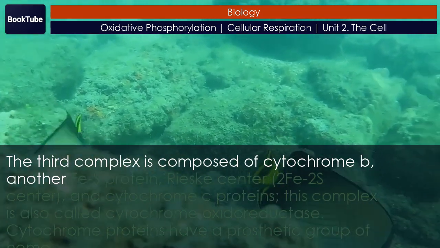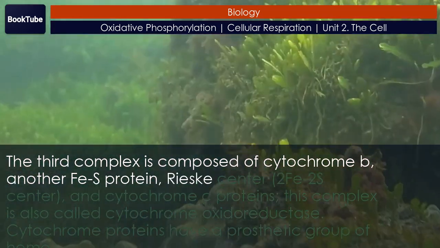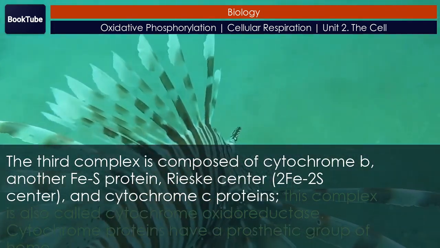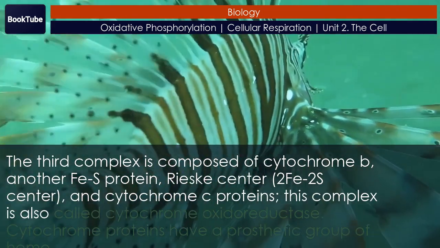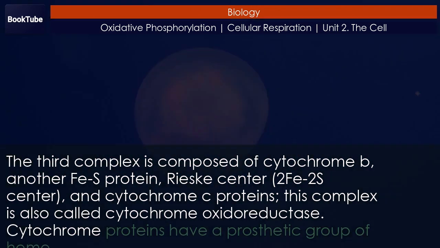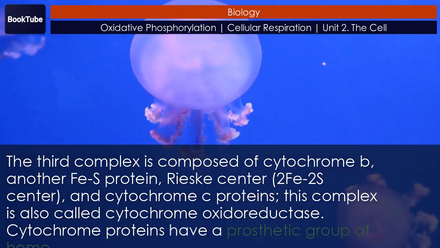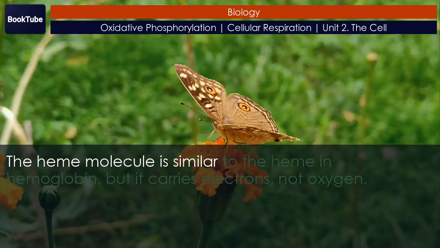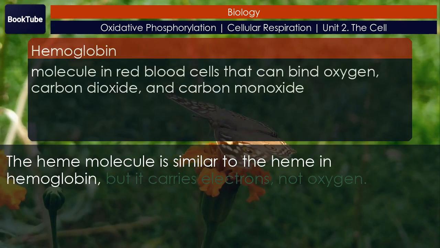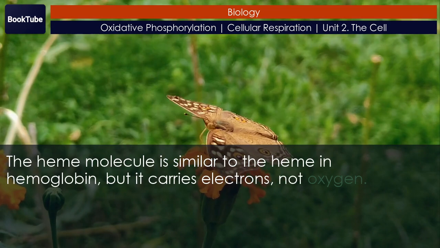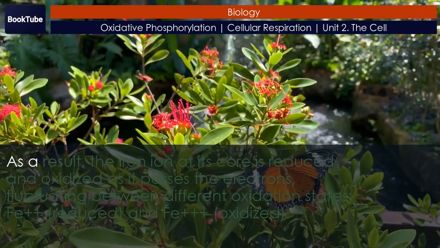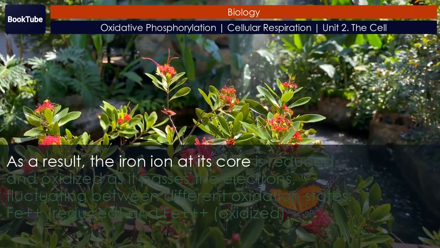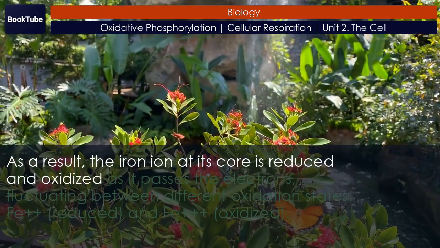The third complex is composed of cytochrome b, another Fe-S protein, Rieske center, 2Fe-2S center, and cytochrome c proteins. This complex is also called cytochrome oxidoreductase. Cytochrome proteins have a prosthetic group of heme. The heme molecule is similar to the heme in hemoglobin, but it carries electrons, not oxygen. As a result, the iron ion at its core is reduced and oxidized as it passes the electrons, fluctuating between different oxidation states.